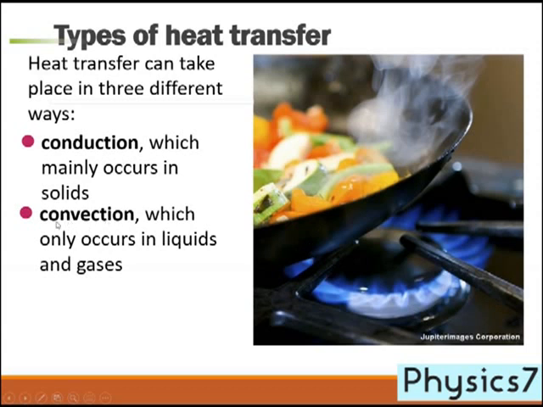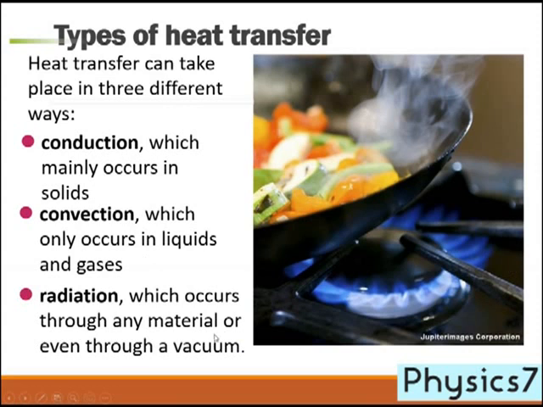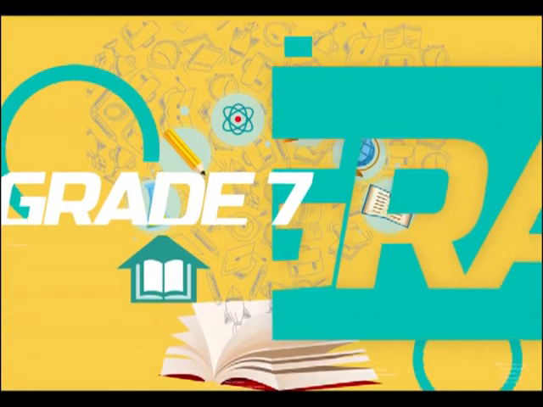Another example of heat transfer is convection. And convection only occurs in liquids and gases. And so we'll talk a bit more about convection in a moment. And then we have another form of heat transfer, which is called radiation. And this occurs through any material, and also even through a vacuum, where there is no air, there are no particles, outer space.